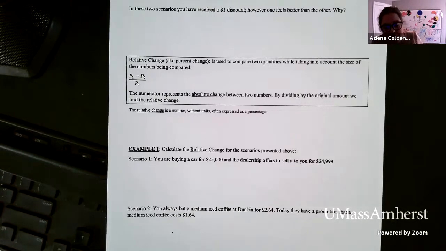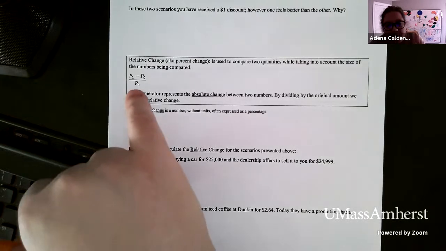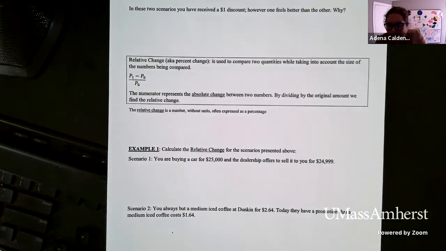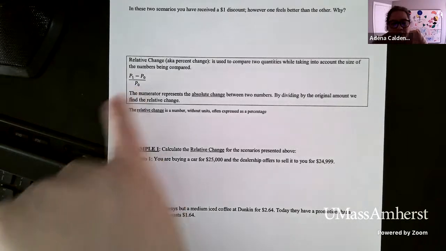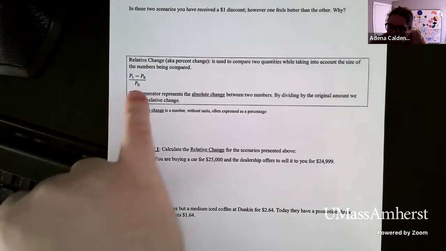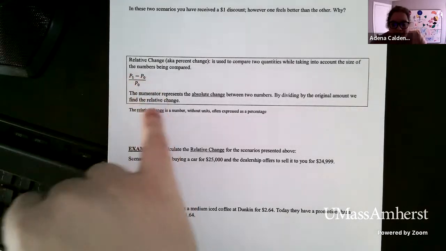So P1 minus P naught. Whenever you have a P and then a little zero to the right, we say P naught in math. It looks like a knot, I guess, on a tree. I don't know why we use knot, but P naught just means P sub zero. But anyways, we do the change and then we divide by P naught.